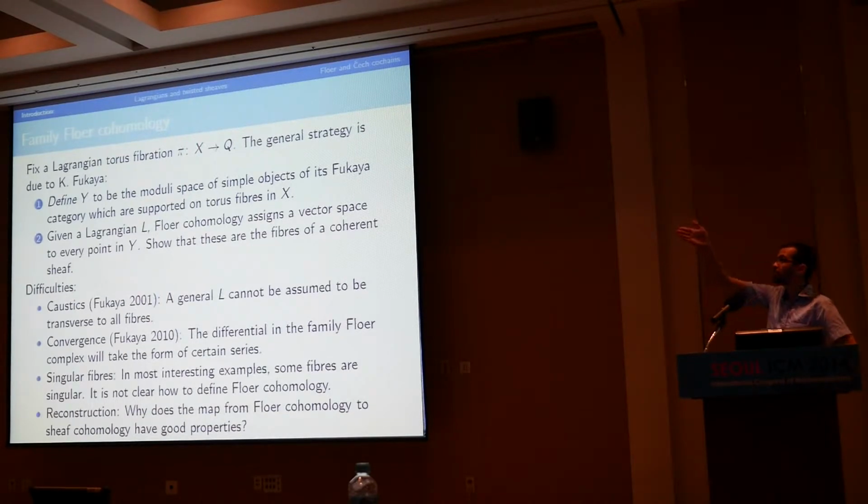And now, if I take any Lagrangian in X, then I can take the Floer cohomology of this Lagrangian with the fibers, or with the fibers with local systems. So that gives me a group. In fact, it gives me a group at every point of the space Y, because Y is the space of fibers together with local systems. Well, a priori, these vector spaces have nothing to do with each other as you move from one point to the other. And the goal of family Floer cohomology is to show that, in fact, they do. In fact, to show that they are the fibers of a coherent sheaf.